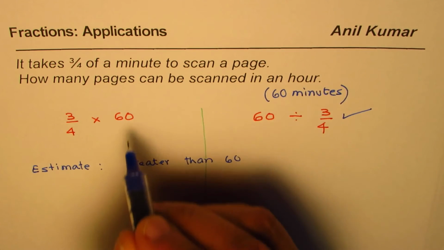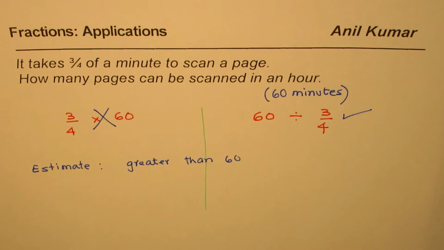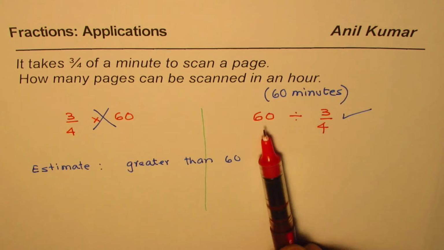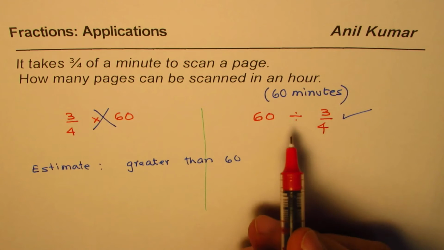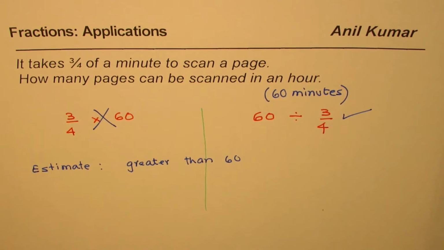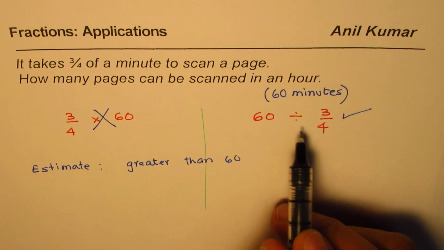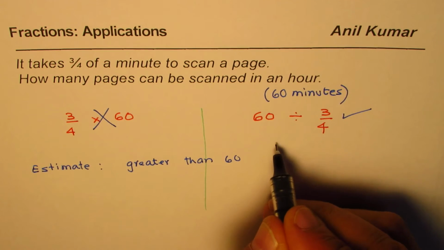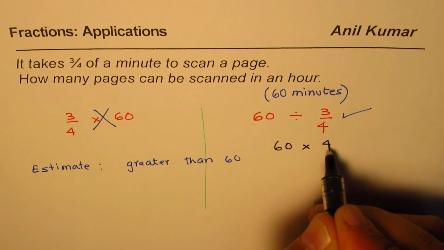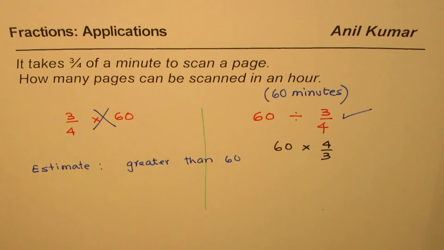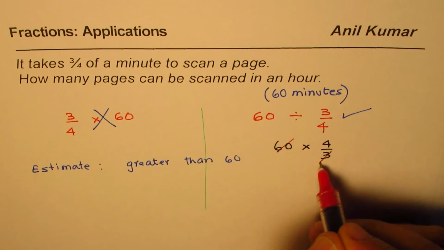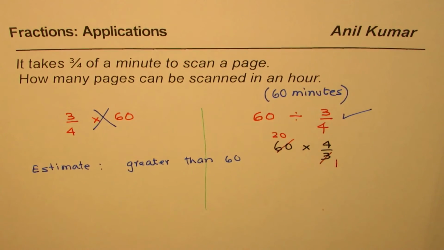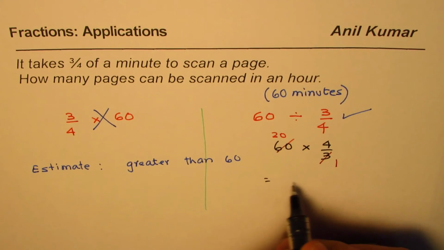And therefore what we find in such cases is that division is the correct way and this is the wrong way, correct? So you have to divide by the time taken for 1 page, then you get the right answer. So 60 divided by 3/4 is the correct thing, okay? Now when you divide, you know, multiplication is the reciprocal of division. So you could write this as 60 times 4/3, and now before you multiply you could simplify. You're dividing by 3, you get 20, and now you multiply 4 times 20, so you get 80 pages.